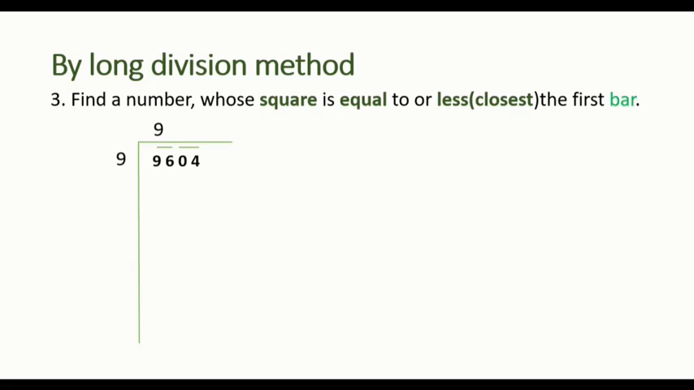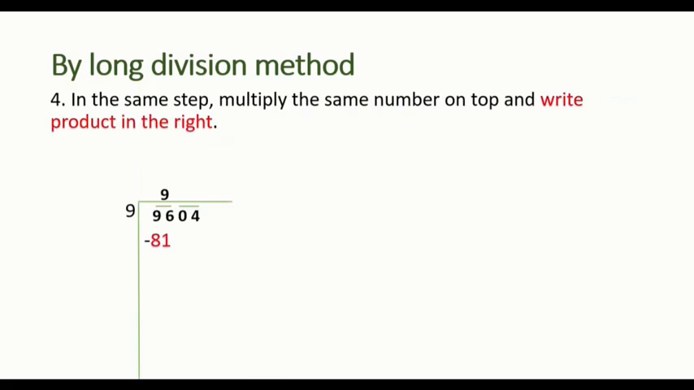So now what we have to do is we will simply multiply this 9 which is on the left and the 9 which is on top, and what do we get after multiplying it? We get 81. So we put that 81 underneath 96, just the way we do in division. Now further, while finding out the difference from it, 96 minus 81 gives you 15.